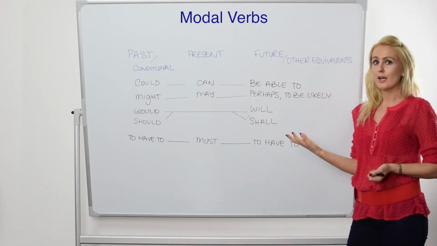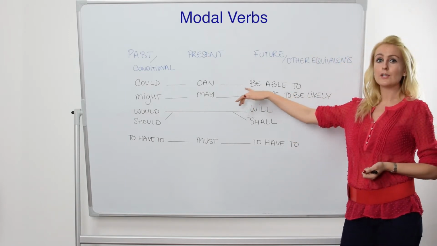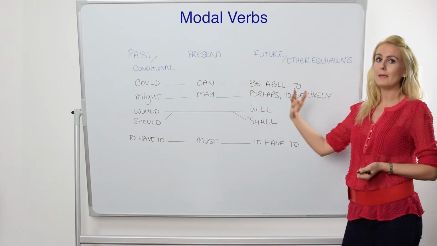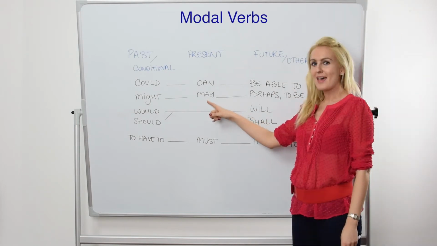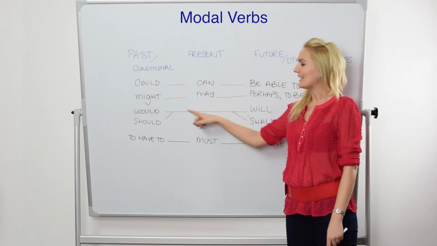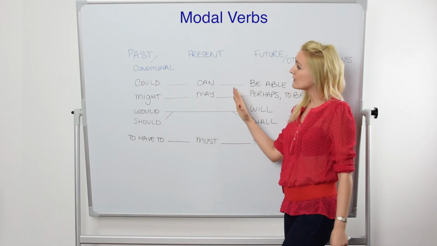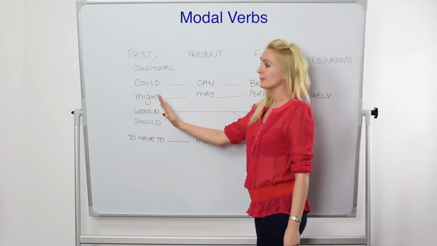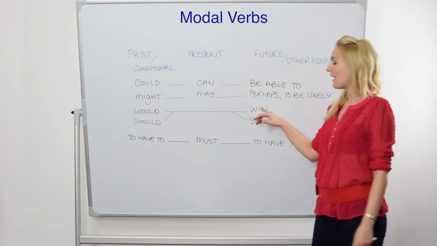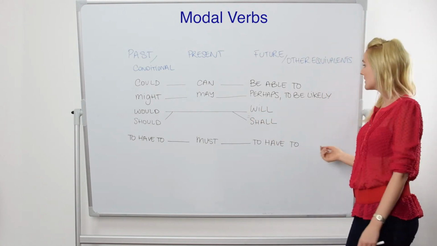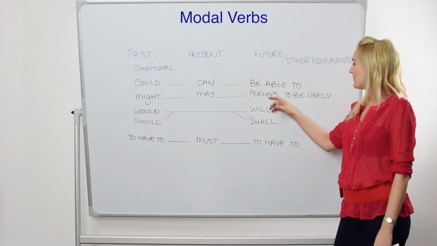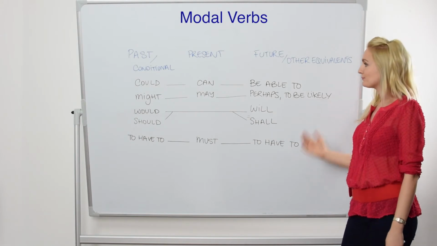What happens in the future? I'll have to use the equivalent to be able to, so I will be able to. May. May is often considered equal to might, but you could also say it's more of a conditional. Now in the future, I'll have to use adverbs or expressions including adjectives, perhaps, to be likely to.